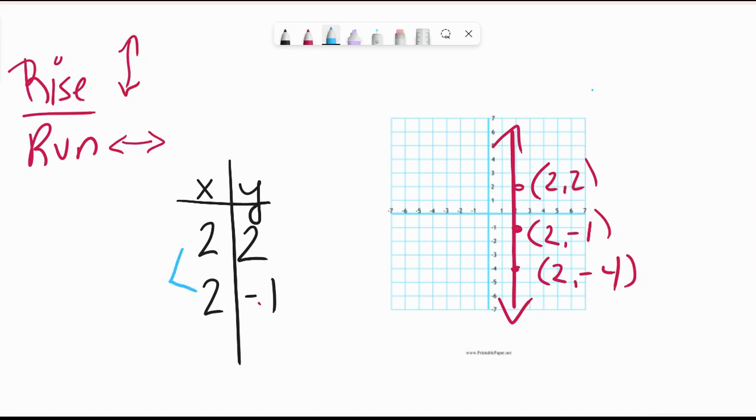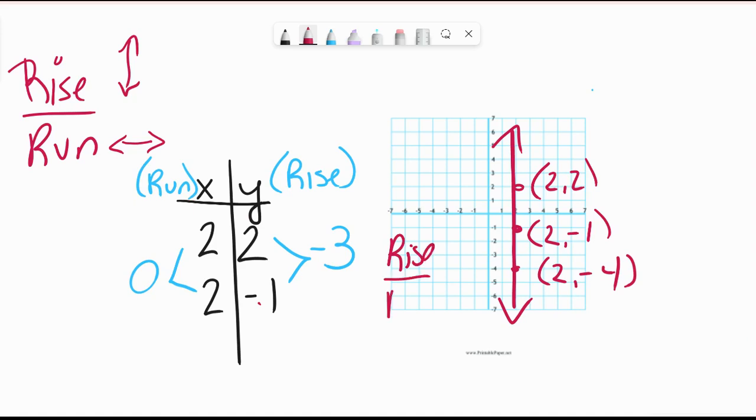And let's look at how the x's are changing. Notice I'm going from 2 to 2. There is no change. There is a 0 change. On my y's, the y's are going from +2 to -1. That means they're going down. They're going down by 3. And again, y is your rise. X is your run. And I'm going to make my ratio rise over run. And if I look, my rise is -3. It's how my y's are changing. And my run is 0.